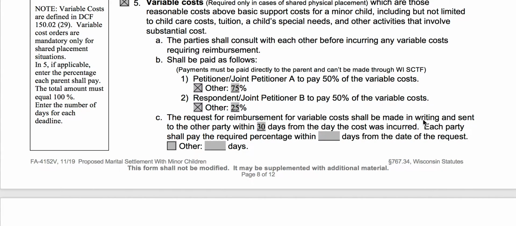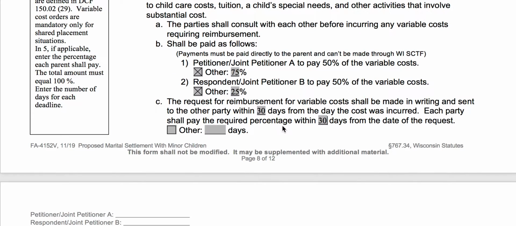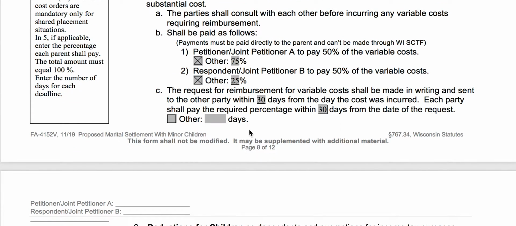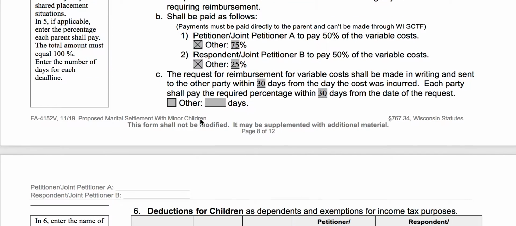And then second, once that request is received by the other person, how long do they have to pay? So we'll go ahead, and again, 30, it can be whatever number of days you want it to be, 30 days, 60 days, million days, whatever you want. And again, this is another one where you can ignore this other days section.